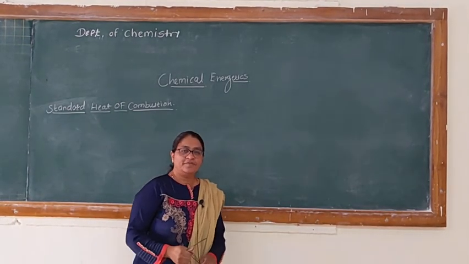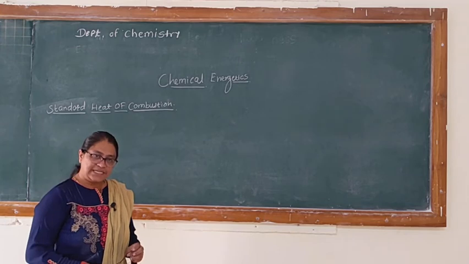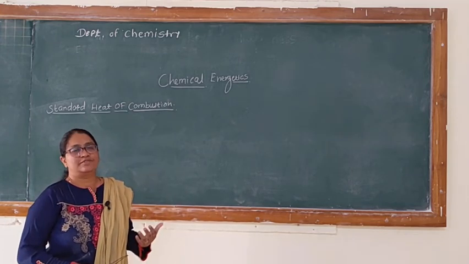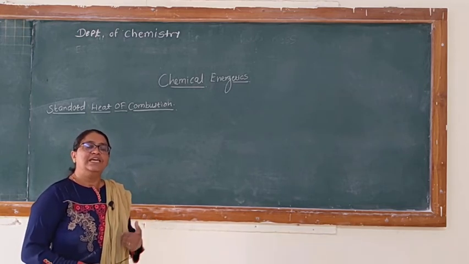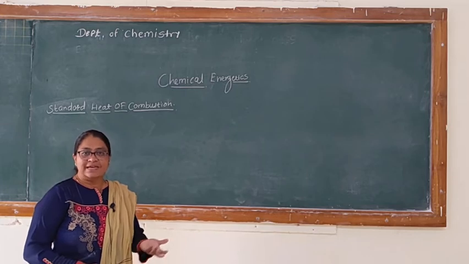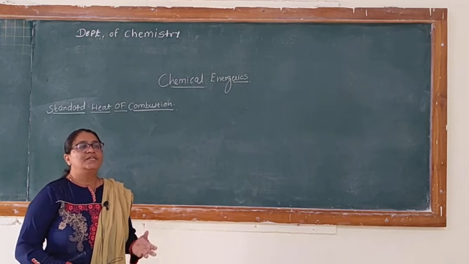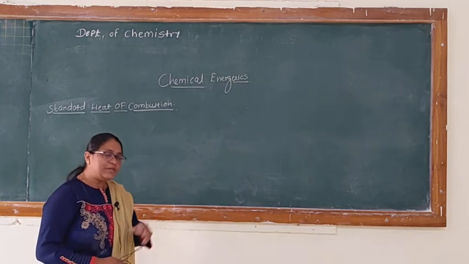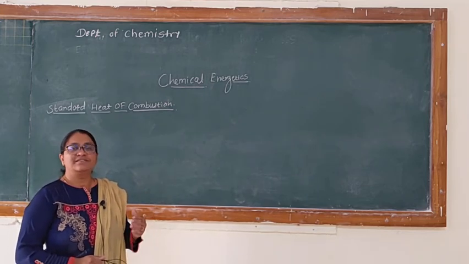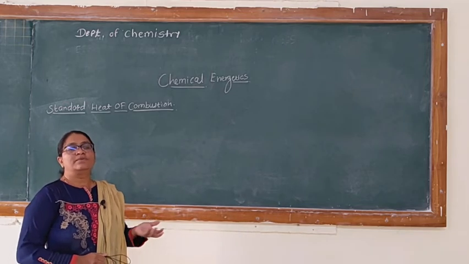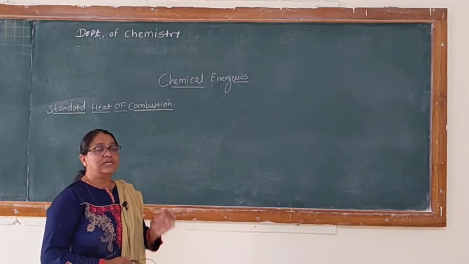Good morning, everybody. We have started the chemical energetics, and last time we had seen the different thermodynamic processes, like isothermal process, adiabatic process, reversible process, irreversible process, isochoric process, isobaric process, and then we had started with the heat of formation of the substances. In that we had seen the definition, the standard heat of formation of the substances, and also the significance of this heat of formation.